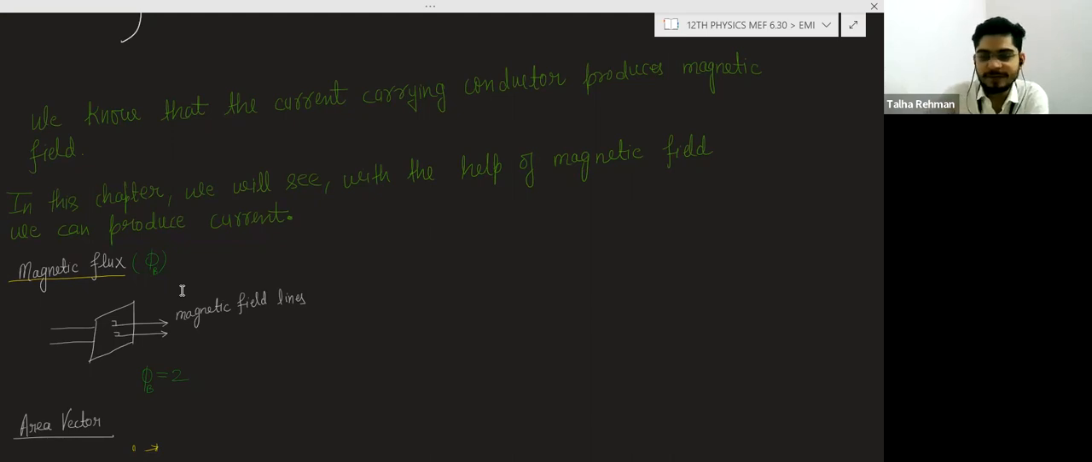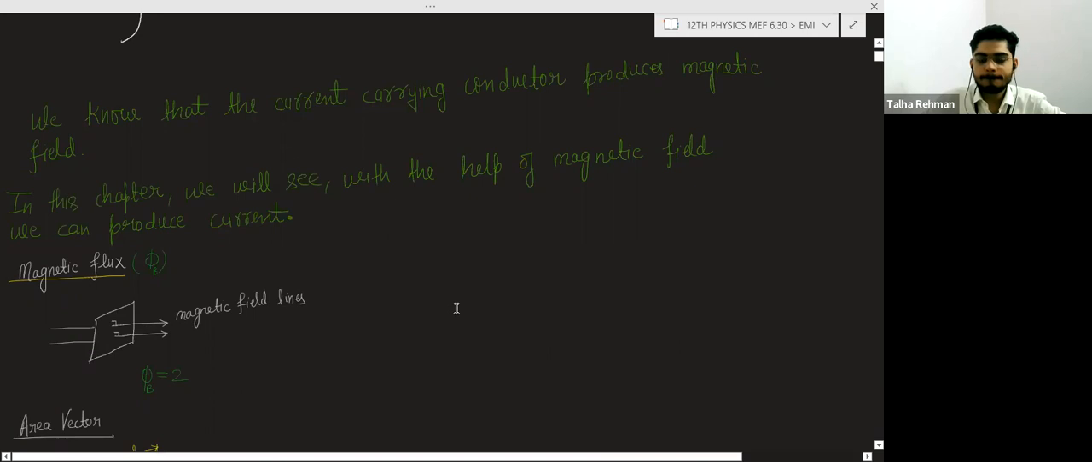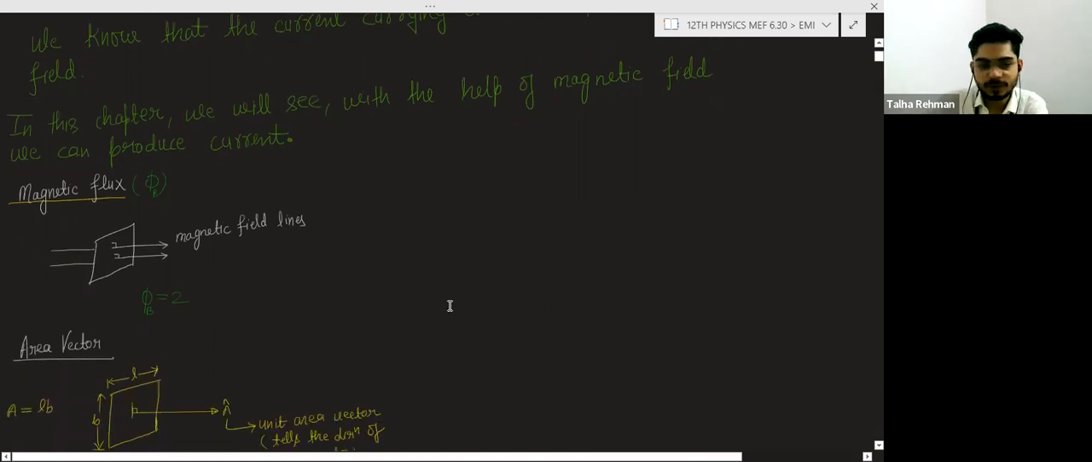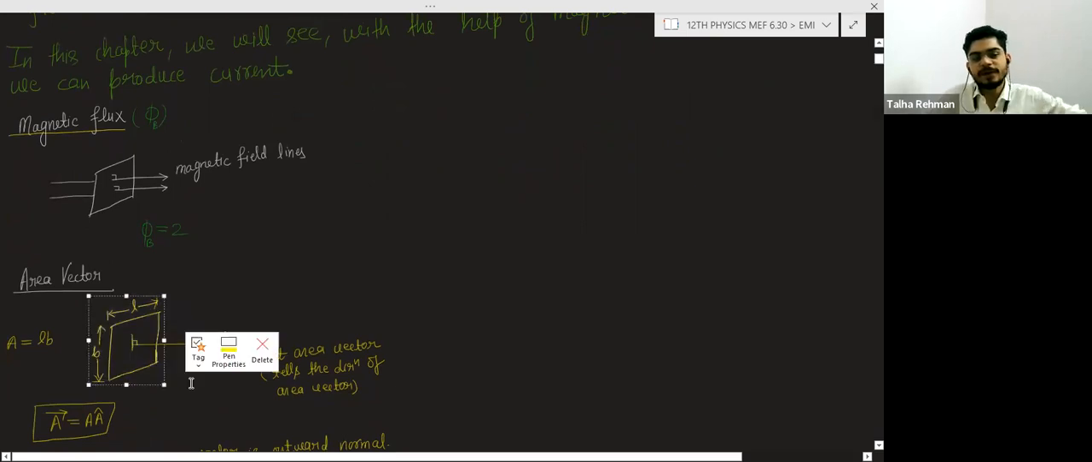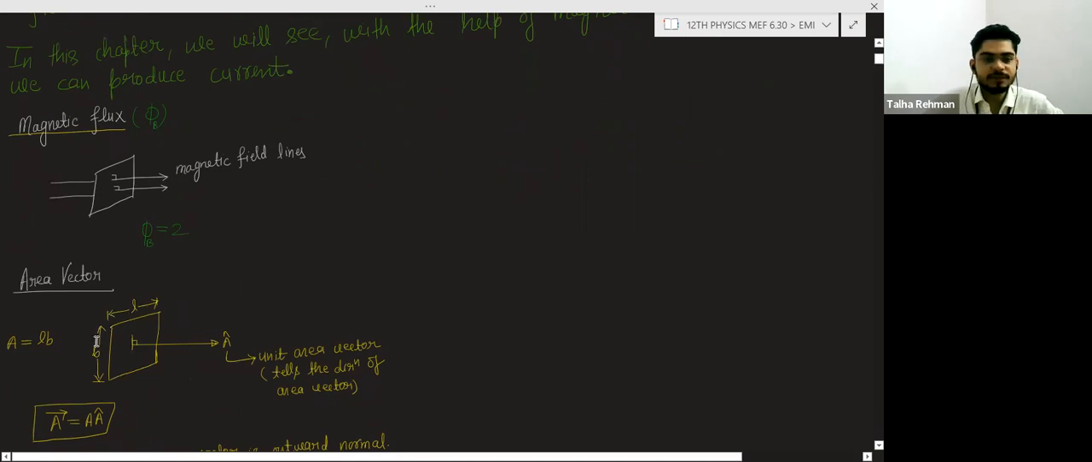You know what area is, but I have told you the area vector in the electric flux also. First thing is area. Suppose this is your area, a rectangular area having length L and width B. So what is the area of a rectangle? Length into breadth. But there is one more thing here. This is the area. Now, what is the area vector?